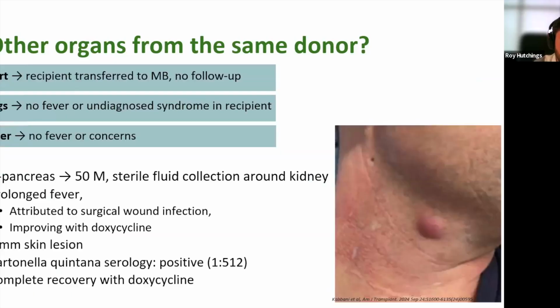Similarly, the liver. But the last recipient, a 50-year-old man with a combined kidney pancreas transplant, had been having a prolonged fever we attributed to an infection of a surgical wound. And he'd been improving, incidentally, with doxycycline given for that surgical wound. But he did have this 7 millimeter papule shown in the picture there. He was tested for Bartonella and had a quite highly positive result. He also made a complete recovery with doxycycline that was extended to 3 months.